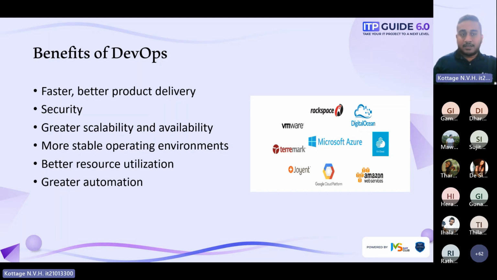So before the last, better resource utilization. DevOps emphasizes efficient resource utilization through automation and optimization. As along in our previous 5 advantages, we talked about automation. The last advantage is greater automation. DevOps encourages the automation of repetitive tasks such as testing, deployment, and monitoring. So that's all about the benefits of DevOps.